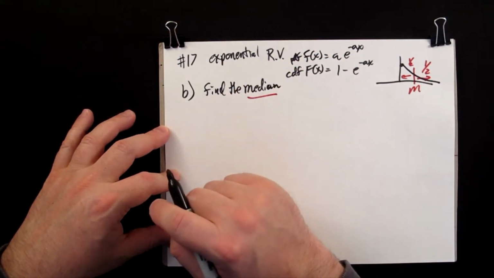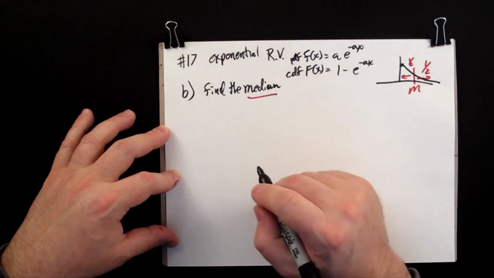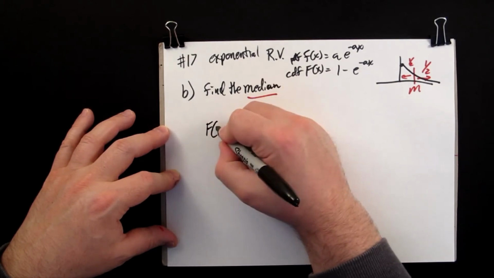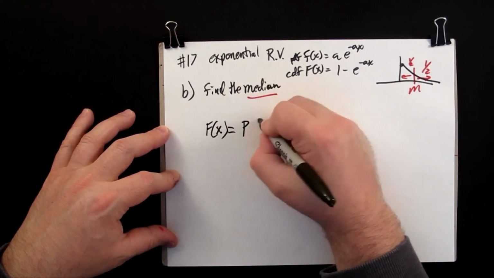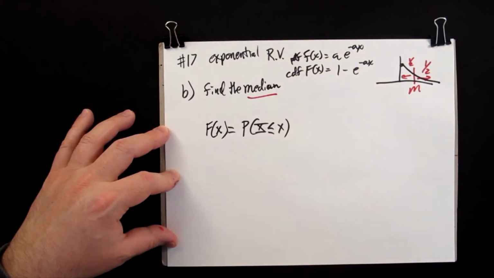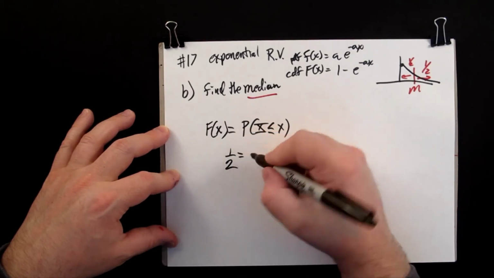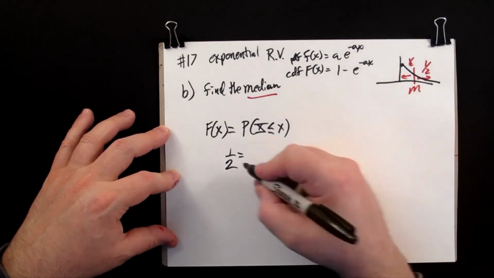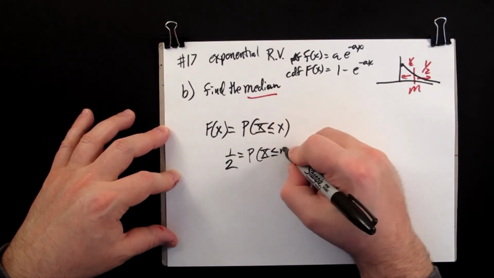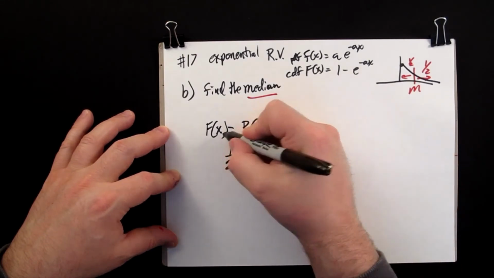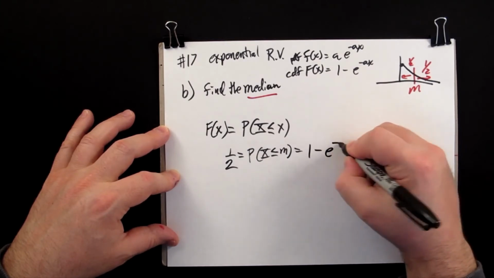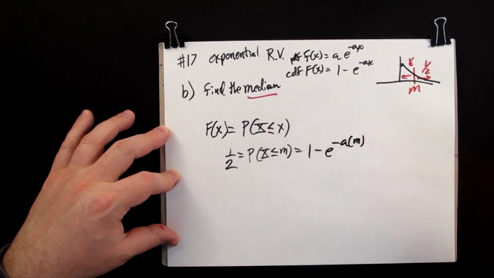I'm just going to use the CDF directly on this. Remember, the CDF tells you the probability of the random variable occurring for a specific upper bound. Since we want that to be a half, we're going to proceed with this formula. We want the probability that x is less than or equal to our median value. That's our input to the CDF function. So it's 1 minus e to the minus a times m.